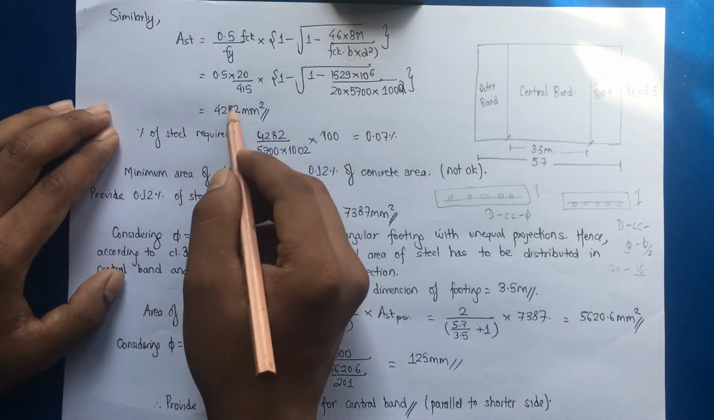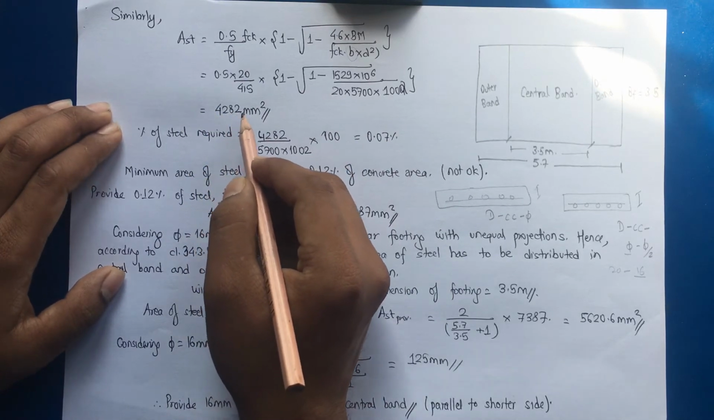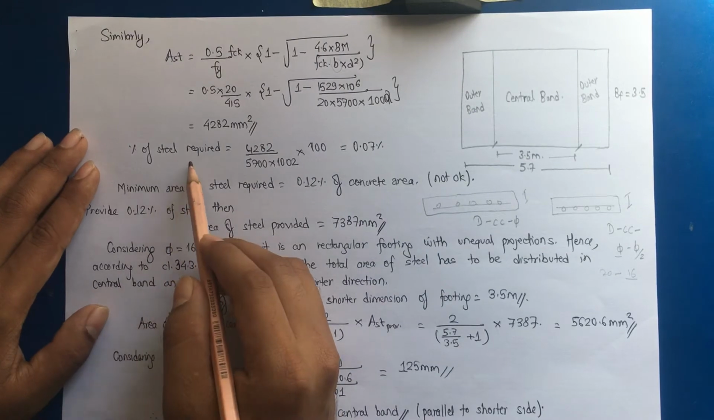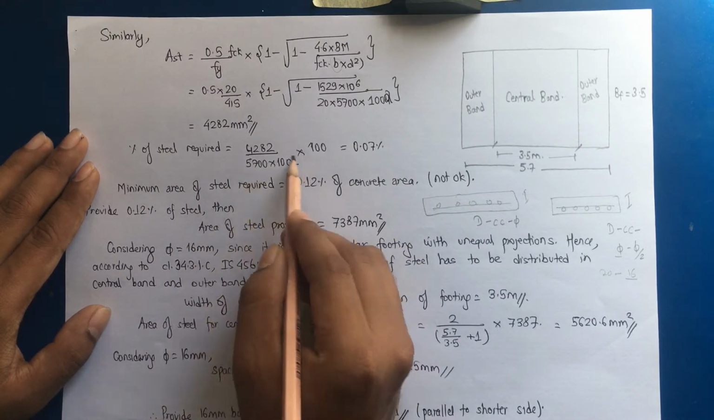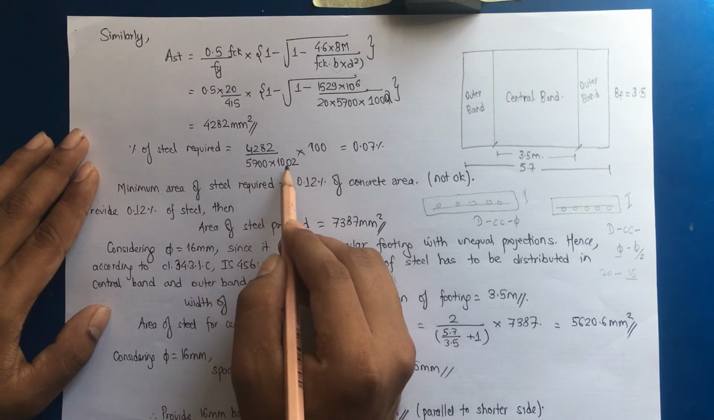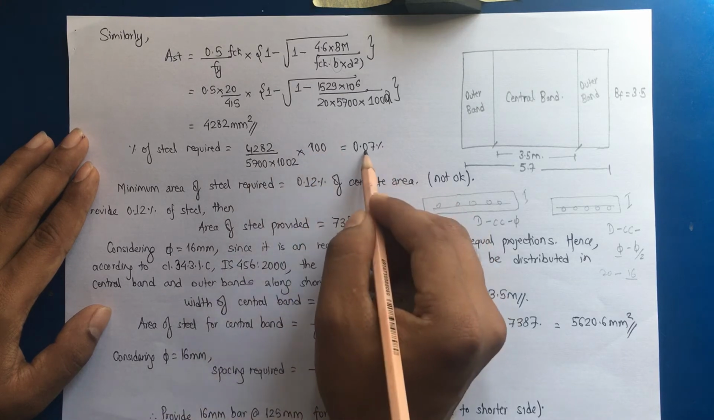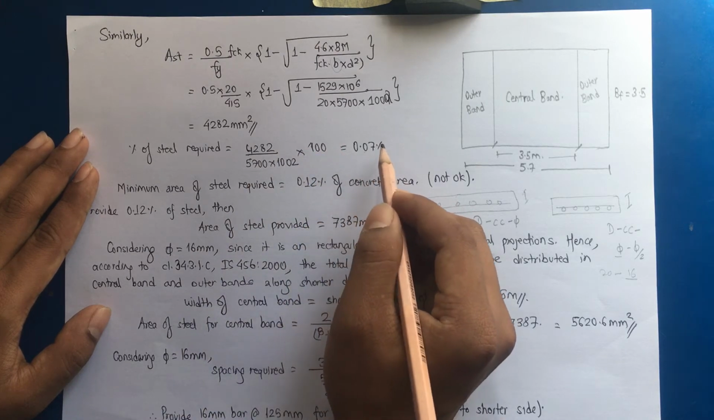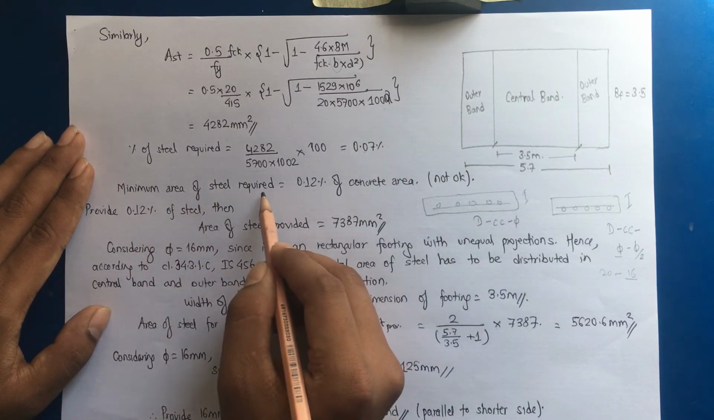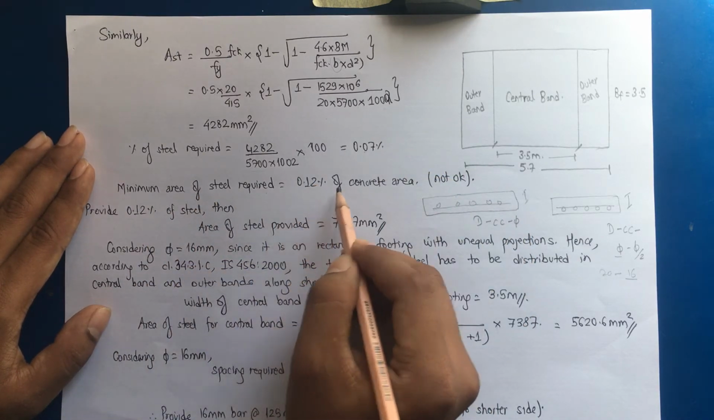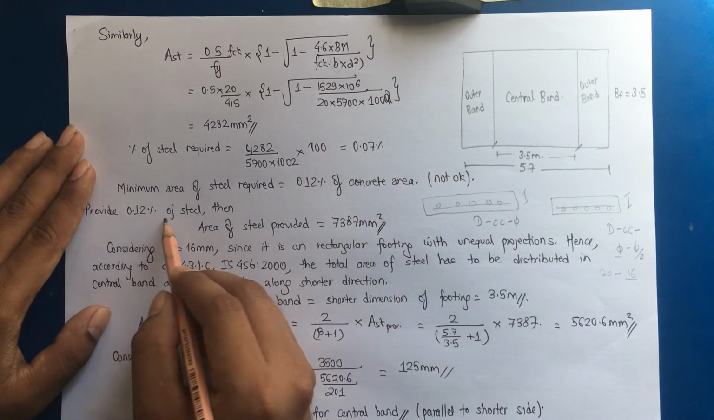So now substitute the value, then we get area of steel required as 4282 mm square. Then percentage of steel required is equal to 4282 divided by area of concrete, 5700 into 1002. So this is the resisting width, into 100. So this comes as 0.07 percent, which is very less as compared to the minimum steel required. So the minimum area of steel required is 0.12% of concrete area, which is not okay. So we will provide at least 0.12% of the steel.